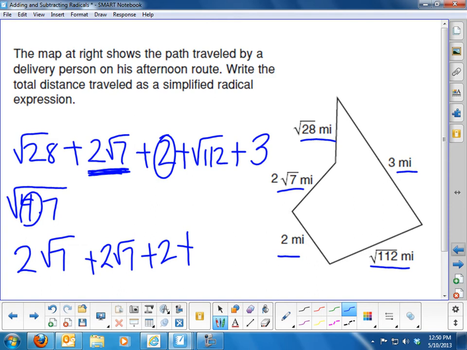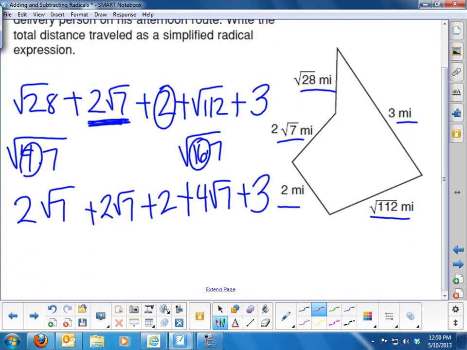The square root of 112, that is the one we just did, which was 16 and 7. So this is 16 times 7. The square root of 16 is 4, so I have plus 4 square roots of 7 plus 3. Now I combine the terms that I can combine. 2 square roots of 7 plus 2 square roots of 7 is 4 square roots of 7. But I'm going to add that to this 4 square roots of 7, which is going to give me 8 square roots of 7. And then I have these like terms.